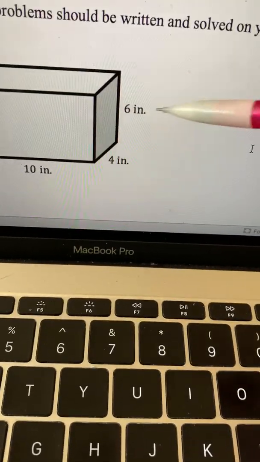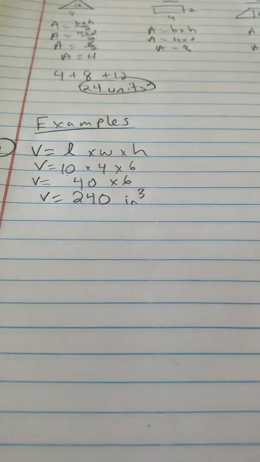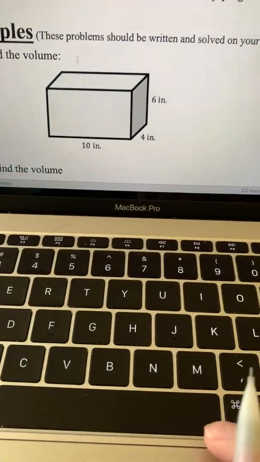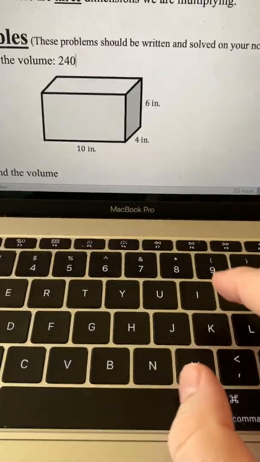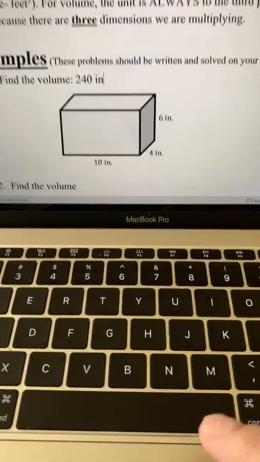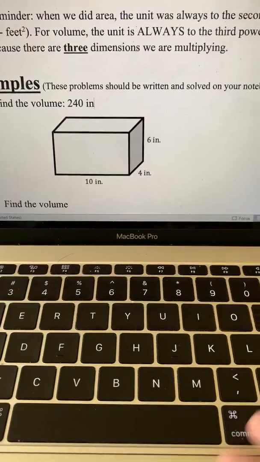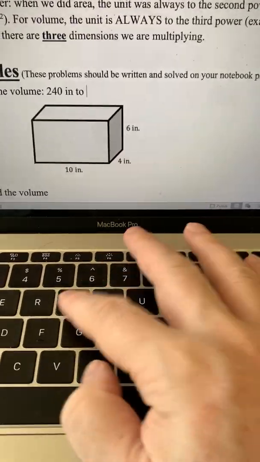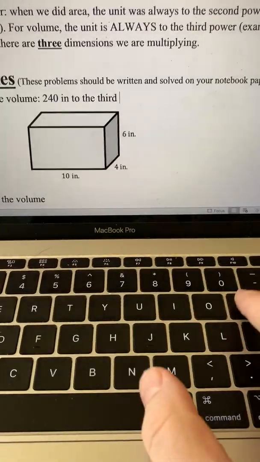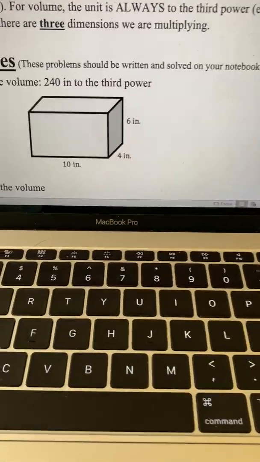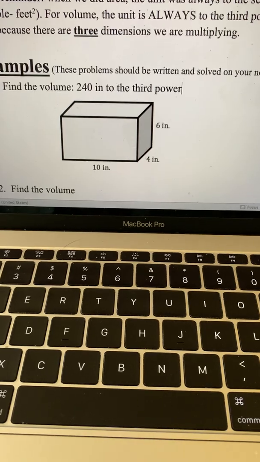On the paper, it's in inches, so my volume is not just inches, but inches to the third power. When you write your answer, you can either say 240, and if you know how to put in inches to the third power, you can do that. If you don't, you could say inches to the third power. So that's perfectly acceptable if you can't figure out how to do the exponent.